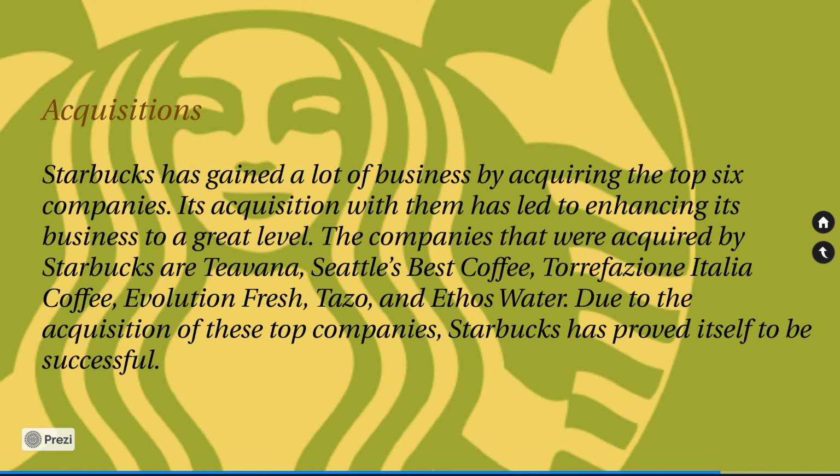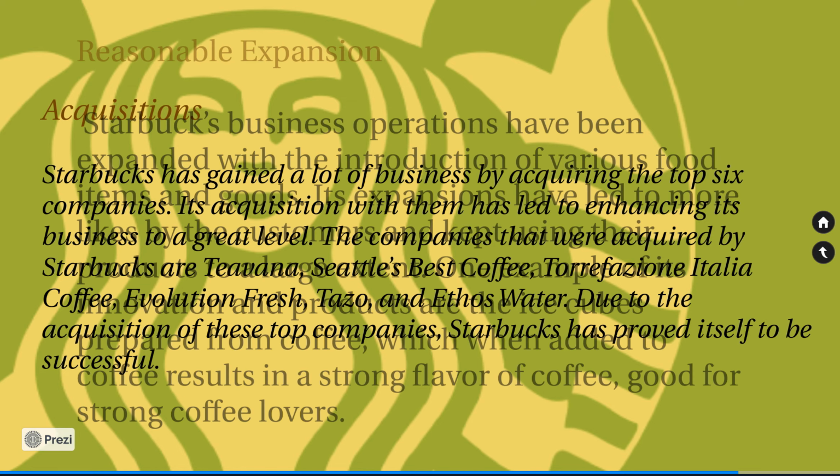Acquisitions. Starbucks has gained a lot of business by acquiring the top six companies. Its acquisition of them has led to enhancing its business to a great level. The companies acquired by Starbucks are Teavana, Seattle's Best Coffee, Torrefazione Italia Coffee, Evolution Fresh, Tazo, and Ito En's Water. Due to the acquisition of these top companies, Starbucks has proved itself to be very successful.